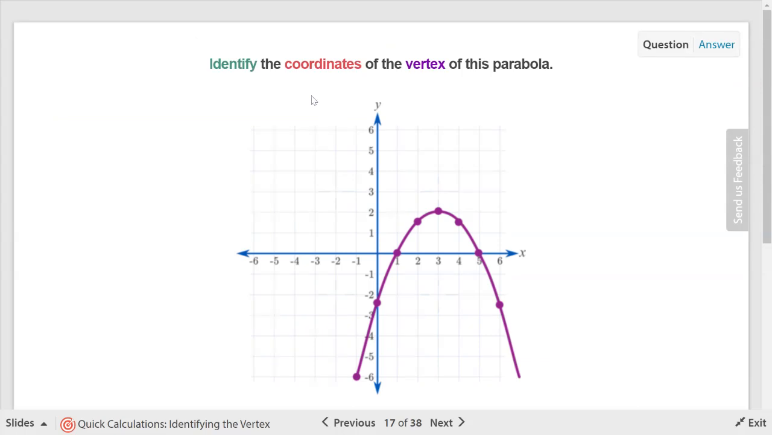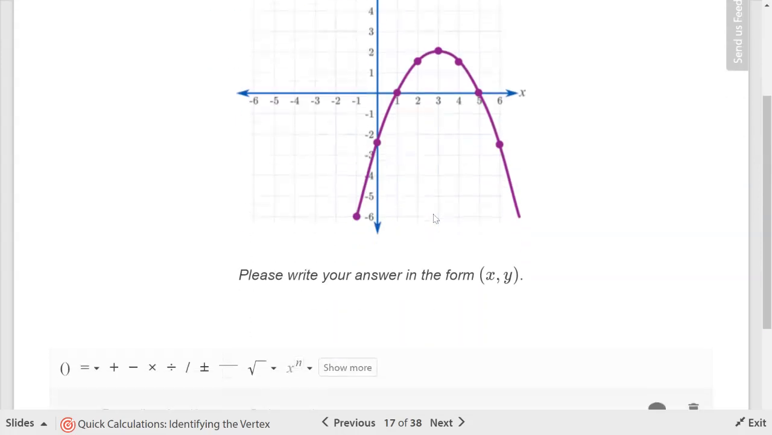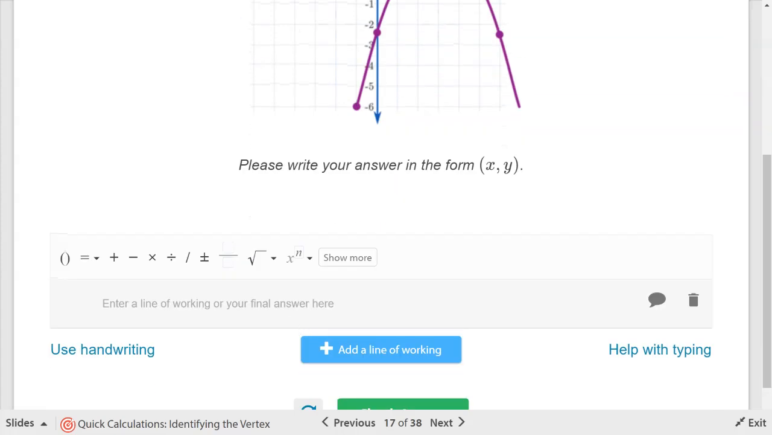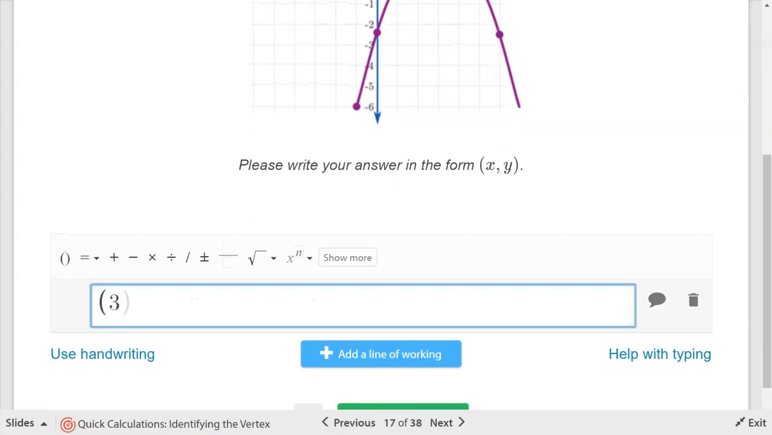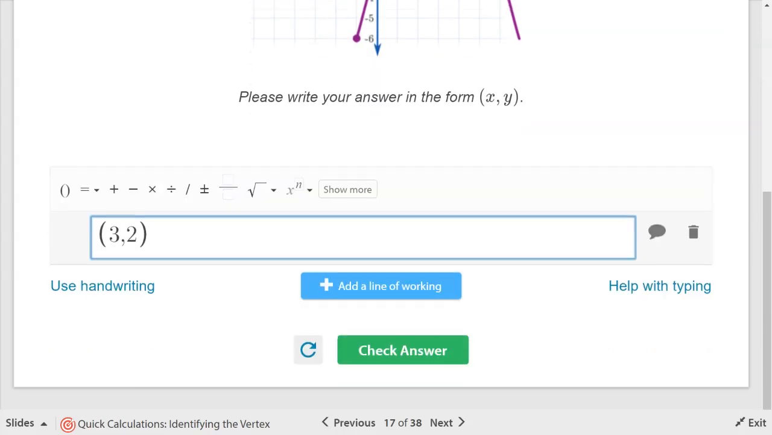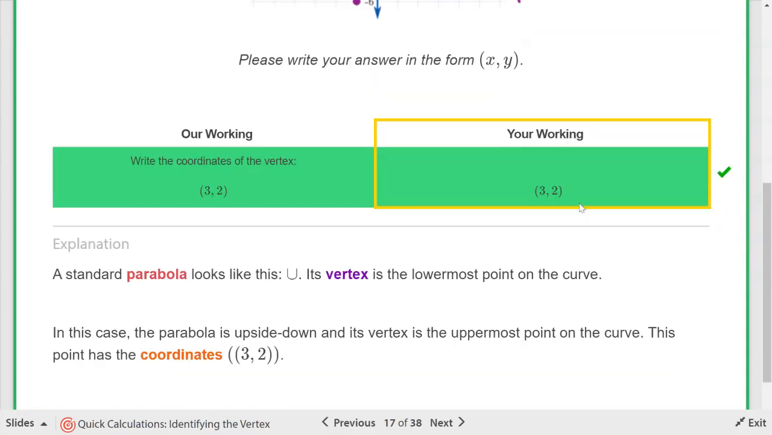Identify the coordinates of the vertex of this parabola. We can see this vertex is 3 to the right and 2 up. So when we write down this coordinate, it will be 3 on your x, and it will be 2 on your y. And that's where it would turn. So we would write (3, 2) to represent the coordinate.